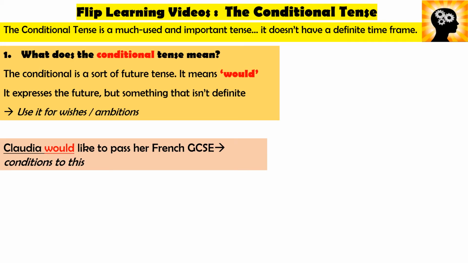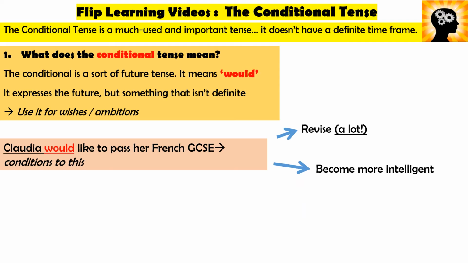Claudia would like to pass her GCSE. Okay, so it won't be "Claudia will pass her GCSE", because there's conditions to Claudia doing well at GCSE. There's a lot of them. For example, she would have to revise a lot to pass her GCSE.